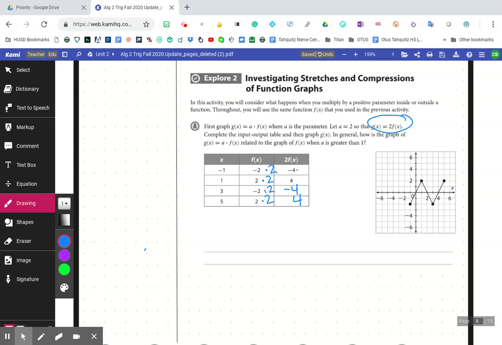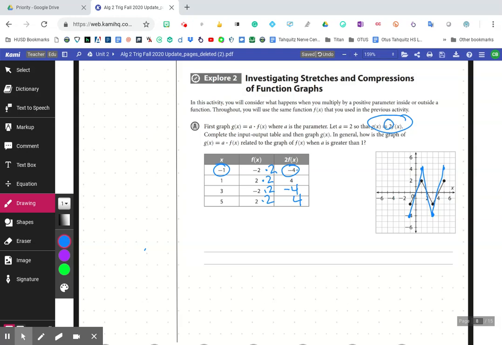So let's go ahead and plot it. We're plotting this x value, this y value. So -1, -4. 1, 4. 3, -4. And 5, 4. And look at what happened. It looks like it pulled it and stretched it, but it looks like it was a vertical stretch, and it was probably vertically stretched by a factor of 2.